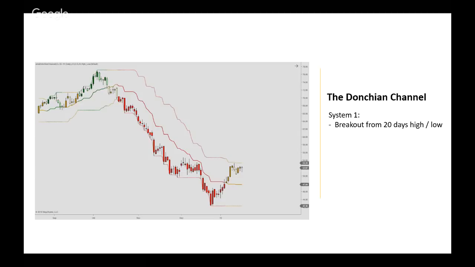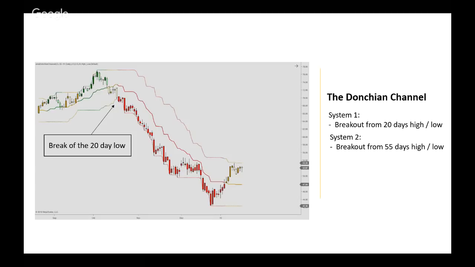So the approach was entering the market when prices broke out of the Donchian Channel in two separate time frames. So what we see here is system 1, which looked for a breakout from the 20-day high or low, whereas system 2 used a 55-day high-low breakout. For system 1, a signal would be skipped if the previous trade was profitable, whereas all signals of system 2 would be followed.